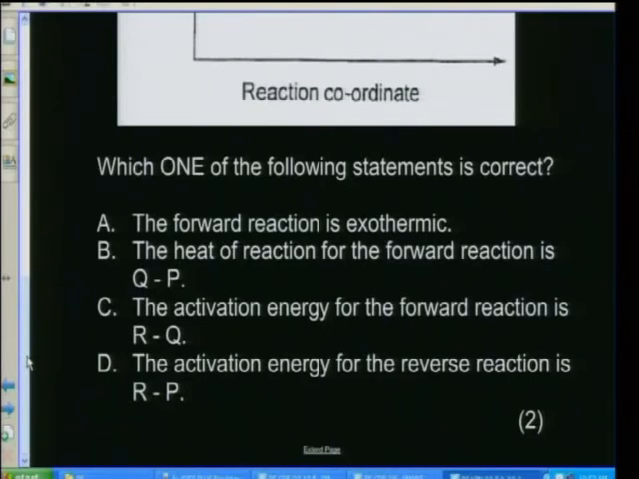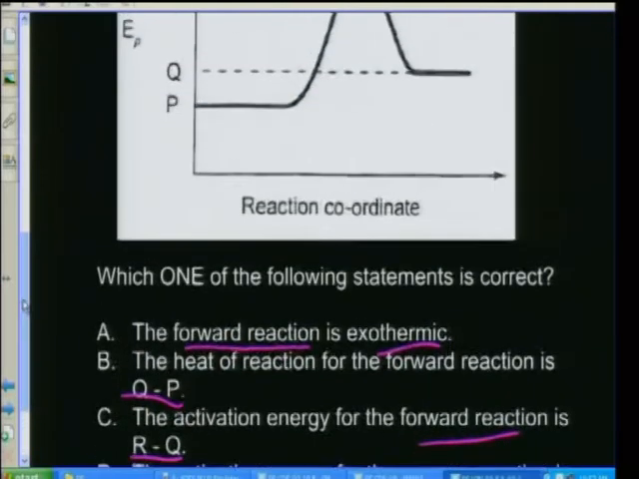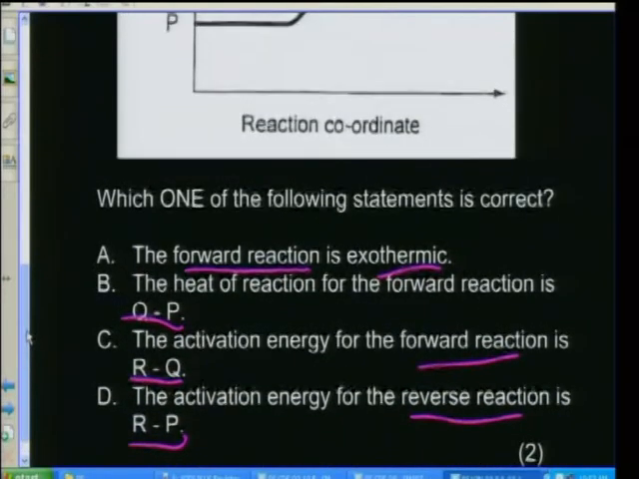The forward reaction is exothermic. The heat of reaction for the forward reaction is Q minus P. The activation energy for the forward reaction is R minus Q, and the activation energy for the reverse reaction is R minus P. So have a look and let's apply them.